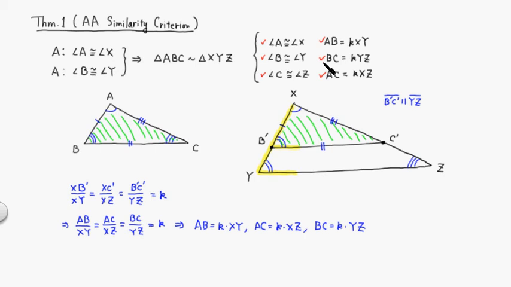Therefore, we know that triangle ABC is similar to triangle XYZ. So that's the AA similarity criterion. That's it. I hope that this was clear.